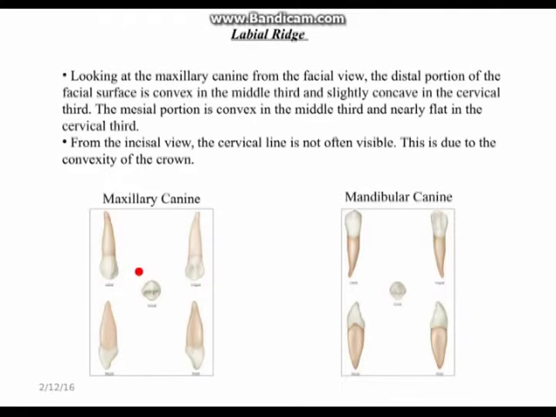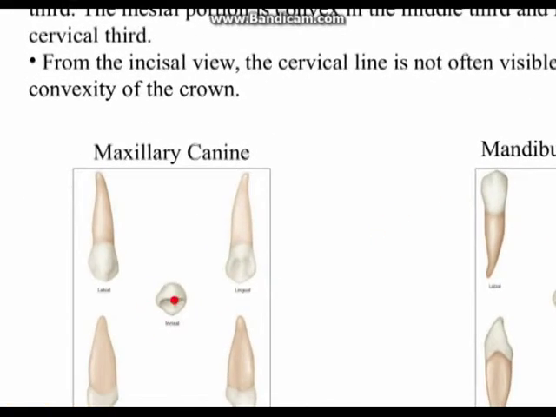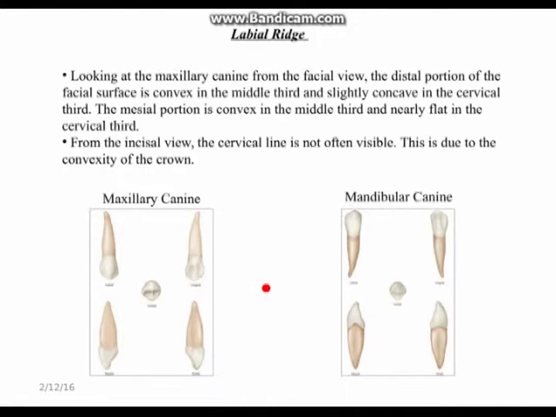From the incisal view, the cervical line is not often as visible. This is due to the convexity of the crown. So you can see over here, if we look at it from the incisal view, we can barely see the cervical line. That's because the crown of the canine is a little bit bulky, and it's bulky in all dimensions, so you won't be able to see the cervical line over here. Okay.